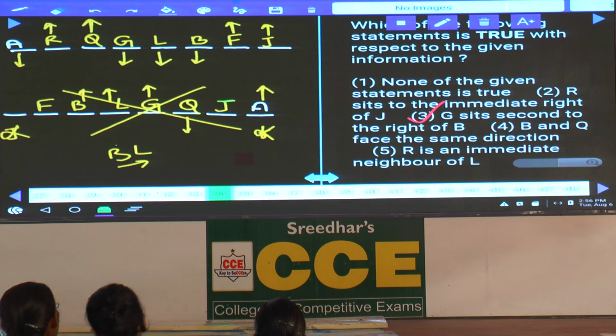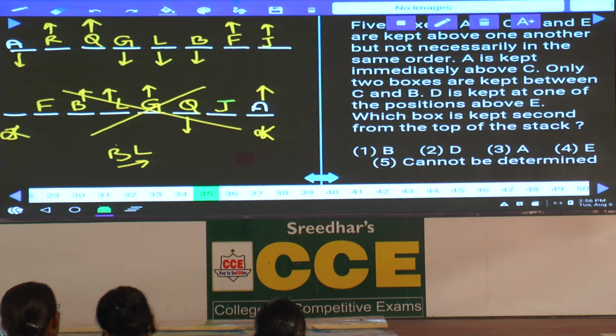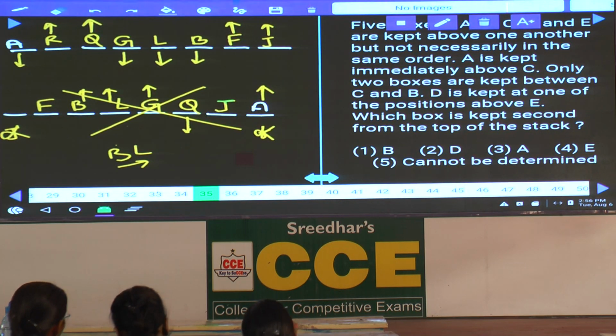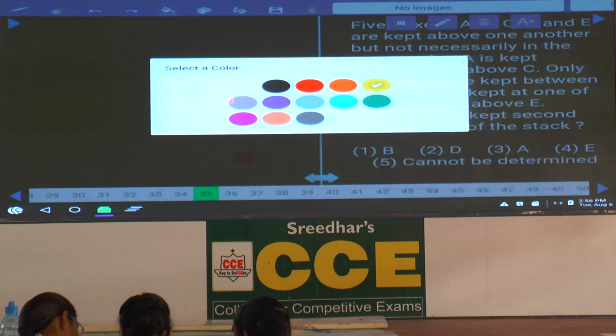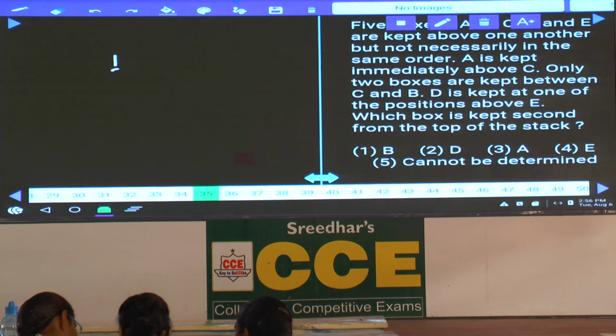Then question number 35. Now in this 35, five boxes are kept one above the other, but not necessarily. Now it is based on a different question. And five boxes are kept one above the other.